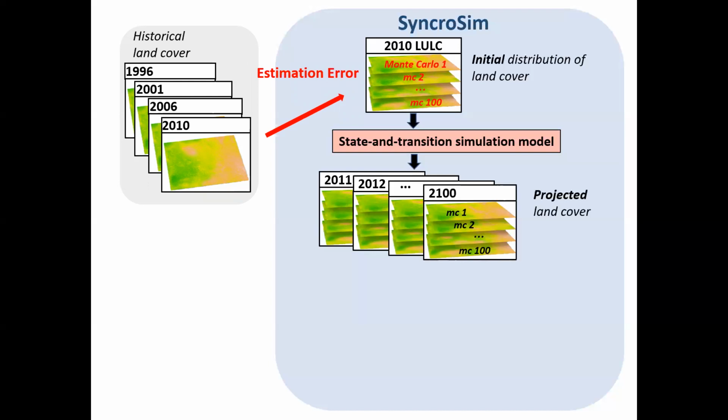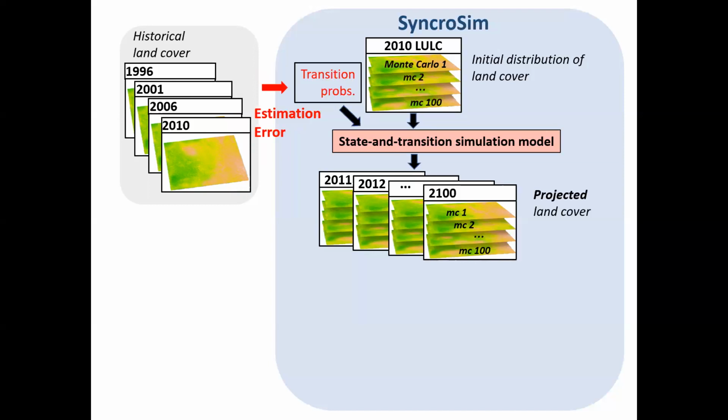So the first uncertainty we address in this modeling framework is the parameter uncertainty associated with our initial conditions. And to do this, we plan to use an accuracy assessment of the most recent land cover map to bootstrap a distribution for the initial cover class of each cell for each of our Monte Carlo realizations. Thus, we're capturing the uncertainty in our initial conditions.